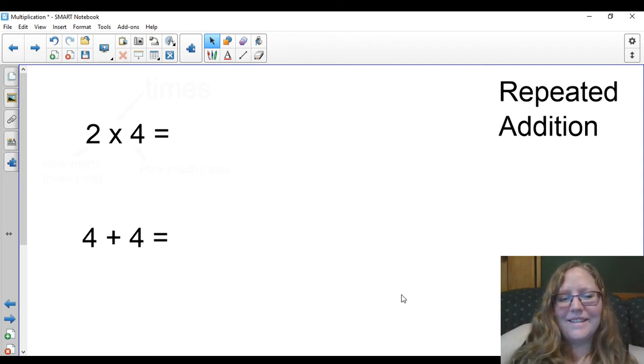Hi, boys and girls. Today we're going to learn 2 more strategies for multiplication. These ones are a little trickier, but I know you can handle it because you can do hard things.